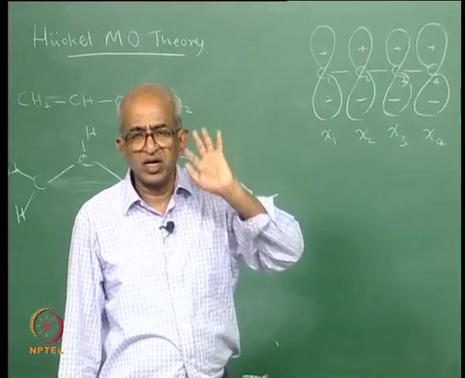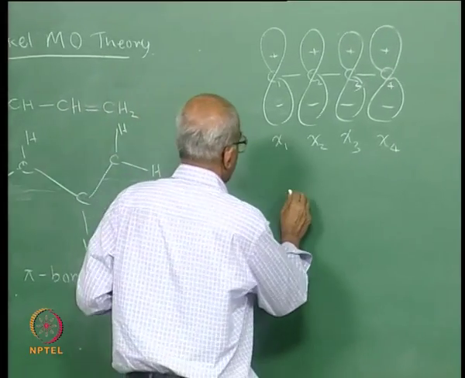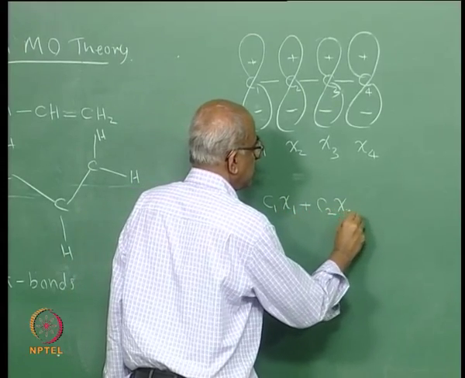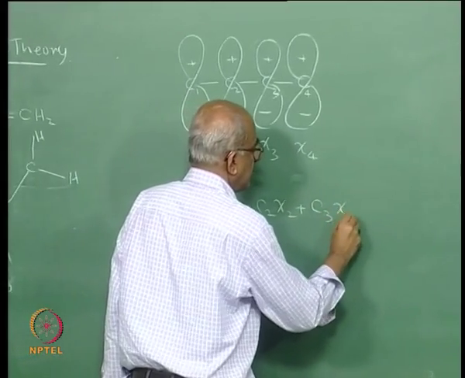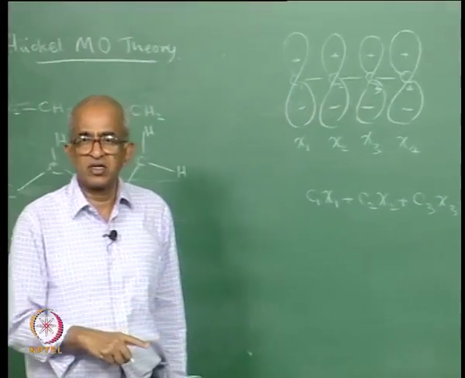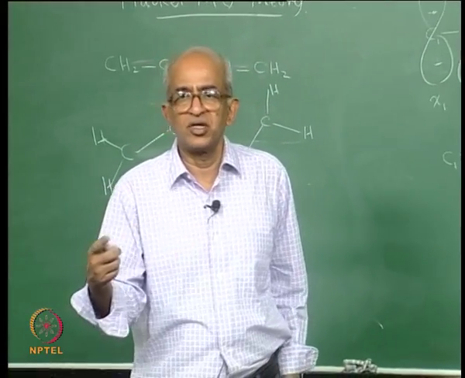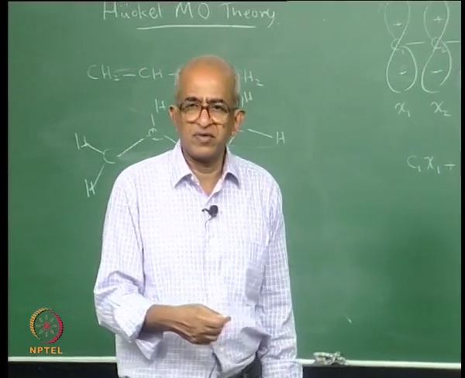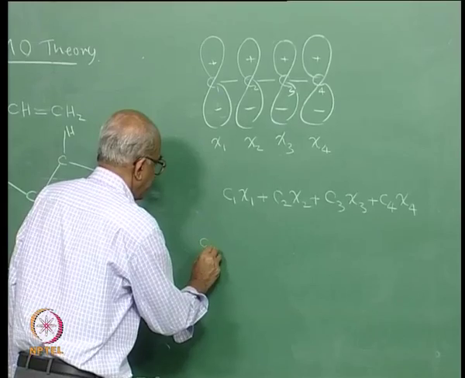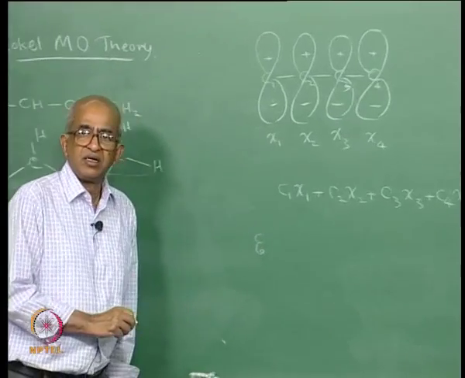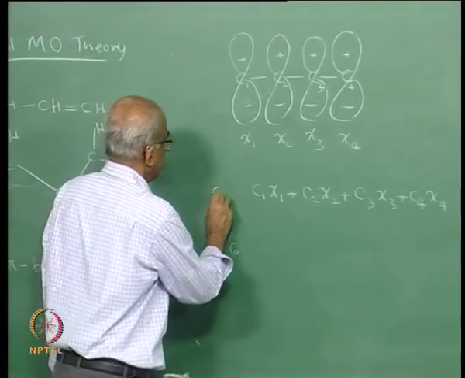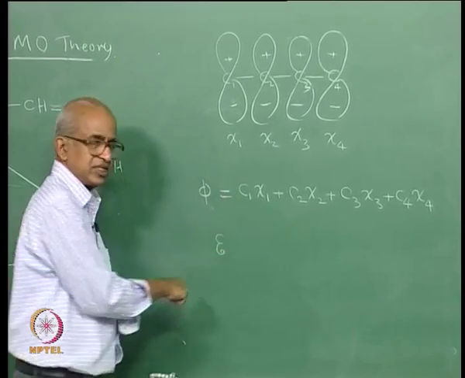And now in our molecular orbital description, what we would do is we would have a combination like C 1 chi 1 plus C 2 chi 2 plus C 3 chi 3 plus C 4 chi 4. We will say that molecular orbitals are obtained, they have the form C 1 chi 1 plus C 2 chi 2 plus C 3 chi 3 plus C 4 chi 4, and then what should I do? I will have to do a variational calculation. How will I do the variational calculation? I would write an expression for script E. I assume that my molecular orbitals are given by this, then use this in a variational calculation.